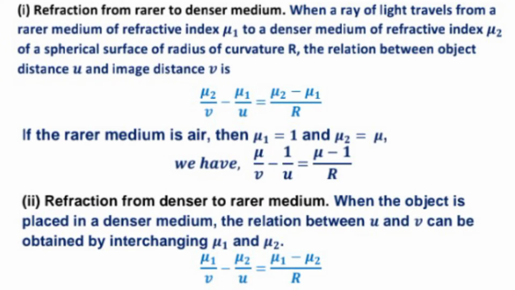Next is refraction from a denser to rarer medium. When an object is placed in a denser medium, the relation between u and v can be obtained by interchanging mu1 and mu2, and it will be mu1 upon v minus mu2 upon u equal to mu1 minus mu2 upon r.